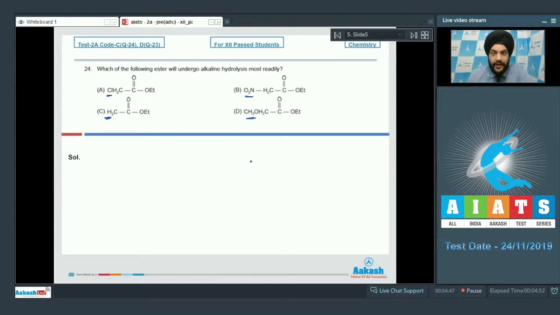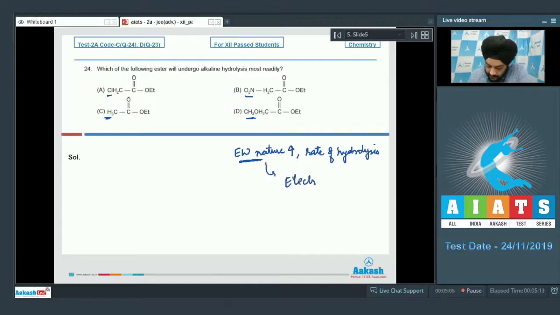So students, if we talk about these groups which are given to us, we know that as the electron withdrawing nature increases, the rate of hydrolysis will increase, because electron withdrawing nature increases the electrophilicity of the carbonyl carbon. So electrophilicity increases.